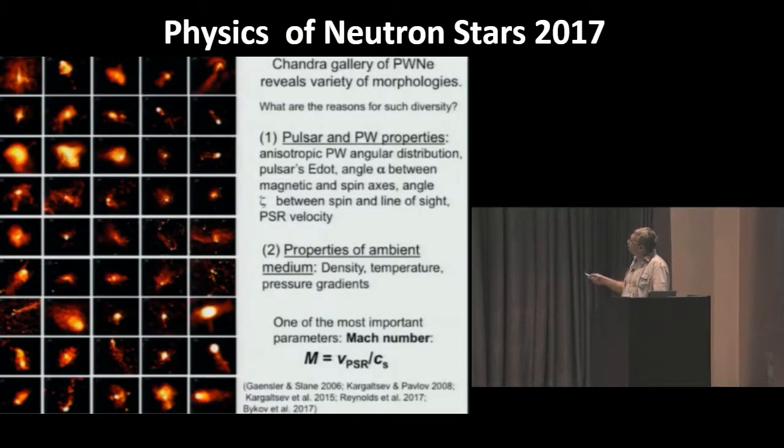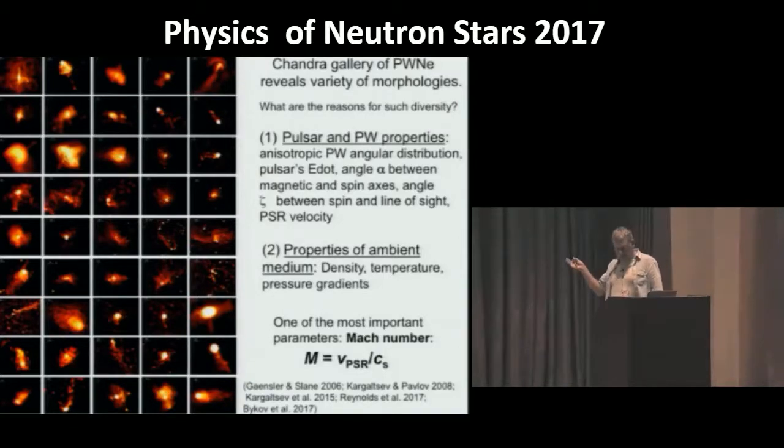The other important factor which affects the appearance of pulsar wind nebulae is the properties of the ambient medium, right? What's the pressure, for instance, of the ambient medium? Is it a uniform medium or a non-uniform medium? Is there a reverse shock or not? And actually, the last important factor that I would like to mention is the Mach number, which corresponds to the ratio of the pulsar velocity to the sound speed in the ambient medium.